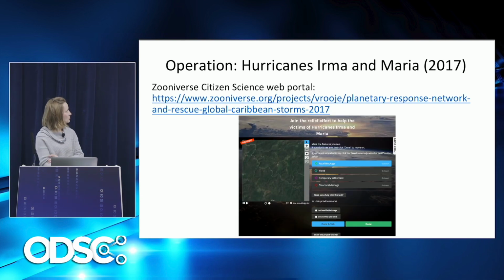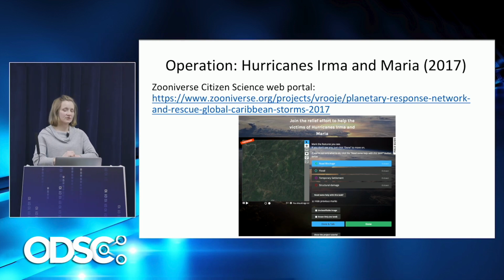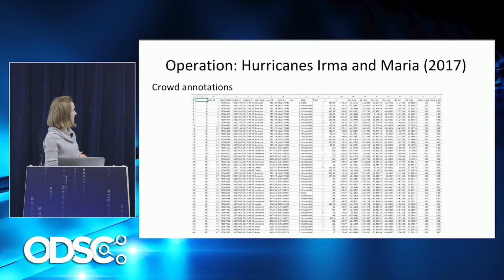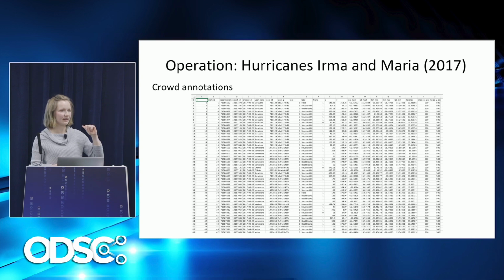So this is an example in more detail for the operation after hurricanes Irma and Maria in 2017. As I mentioned, there was a project launched on the Zooniverse platform where users were provided with before and after imagery, and were asked to label blocked road, flood, temporary settlement, and structural damage. Then the labels look like that. So you have some ID for the crowd member and their label and the location of their label in the image.